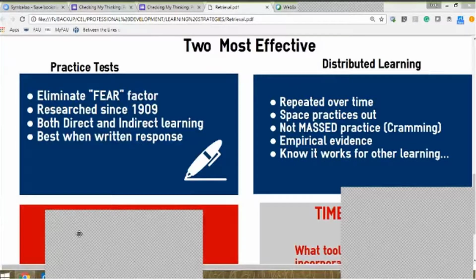So practice quizzes: ways of just stopping, even at points during the presentation of material, after small chunks of material, and then doing some sort of practice test. What's interesting to me, it amazed me actually, is that in the short version of the article, they referenced a study that was done in 1909. In the longer version of the article, they actually mentioned that it had been studied since 1890.